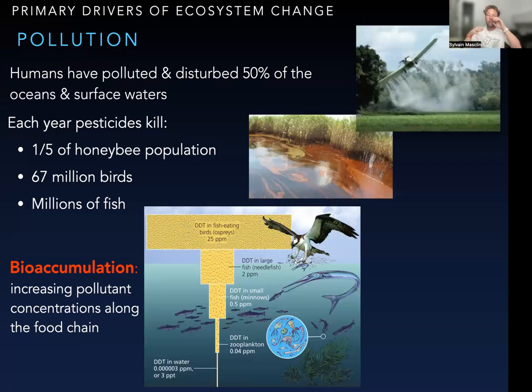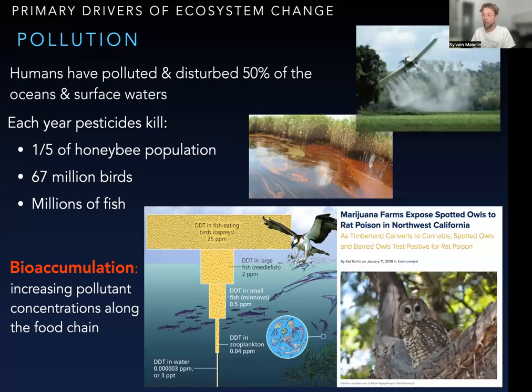So bioaccumulation is the increase of pollution as you go higher and higher in the food web, because the higher trophic level will eat more and more organisms, and of course they will take more and more of the pollutants within them.